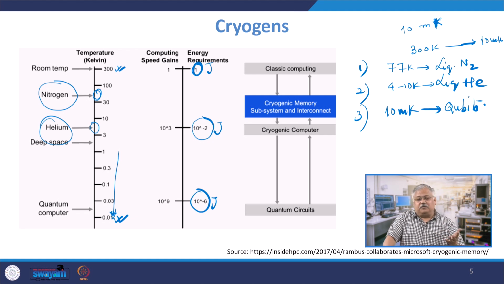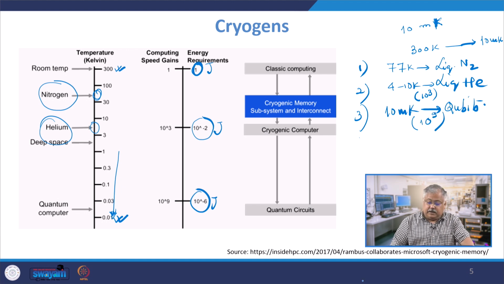I am normalizing with respect to 300 Kelvin, so obviously the value will be 1 here, but the subsequent speed gain is 10 to the power 3, right. So, with liquid helium you get a gain of 10 to the power 3. Further down, if you go, I get 10 to the power 9, which is the increase in the speed.